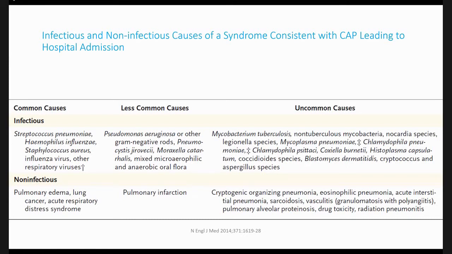The less common ones among the infectious group would be Pseudomonas and other gram-negative rods. Very uncommon, presenting acutely at times, would be Mycobacterium tuberculosis. Non-infectious, pulmonary infarction is less common, and rarely are PJP, cryptogenic organizing pneumonia, sarcoidosis, for example, and vasculitis.